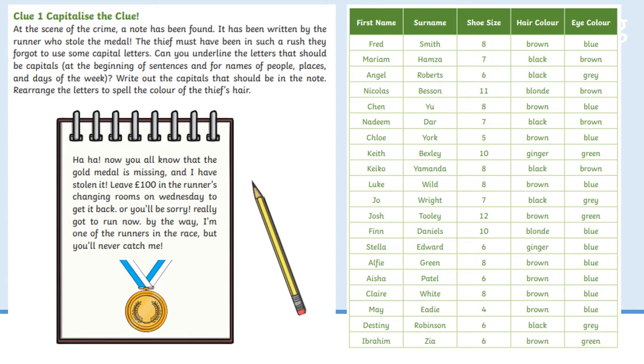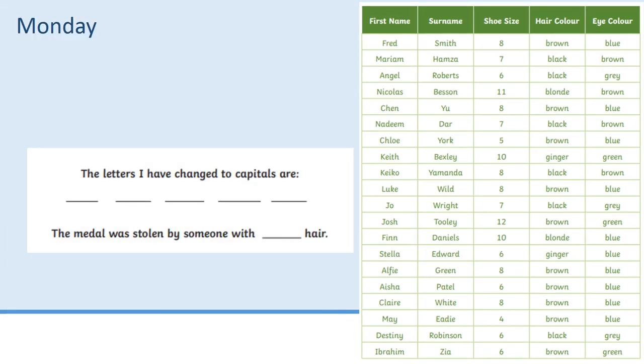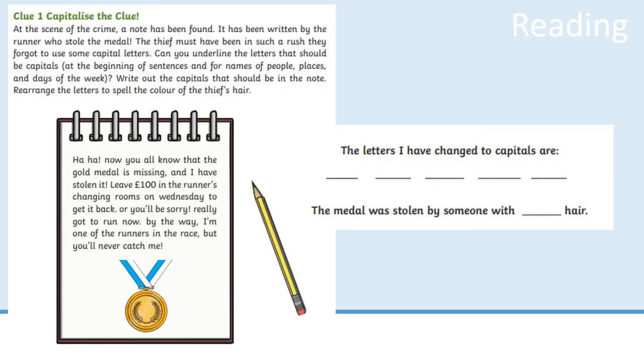So you've got to find out where the missing capital letters are, and write them down in a sentence that looks like this: The letters I have changed to capitals are. You need the last page. Hang on, I'll be back. Okay, so I'm back. Put the sentence, the letters I have changed to capitals are, and now you can look at the sentences and find out which capitals. So that is going to lead you to the clues. Pause now, figure out which five capital letters have been missed, and it's going to give you the clue to the colour of the thief's hair. So pause me now and find your capitals.